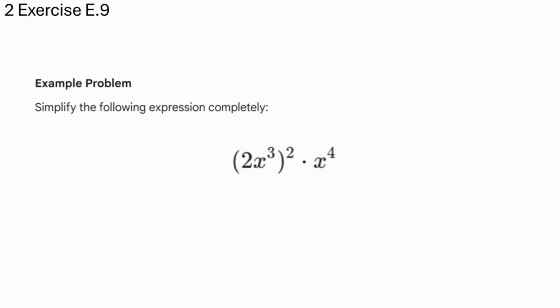Let us return to the example problem. Simplify the following expression completely. The quantity 2x cubed, all squared, times x to the fourth.